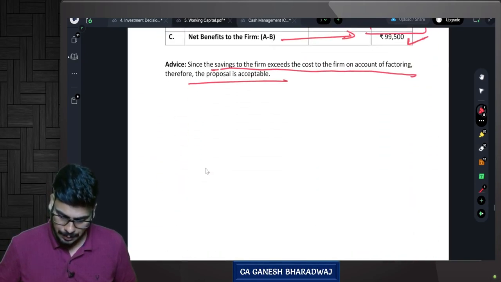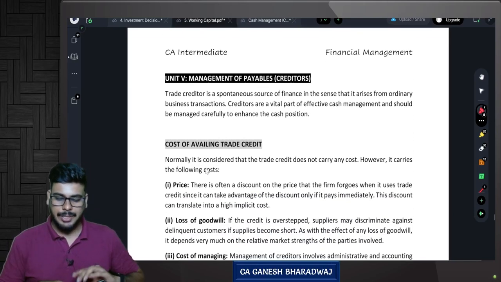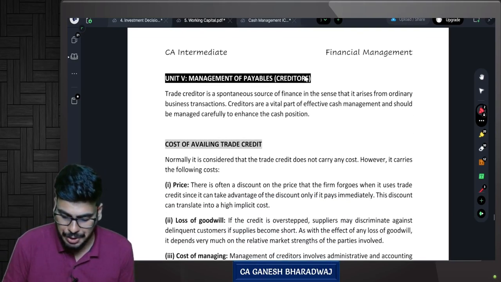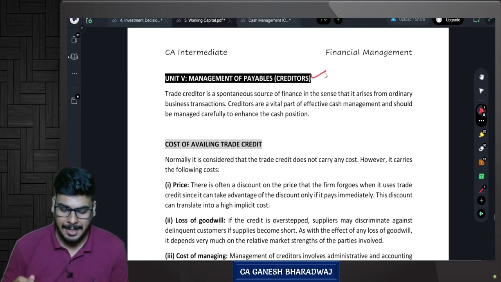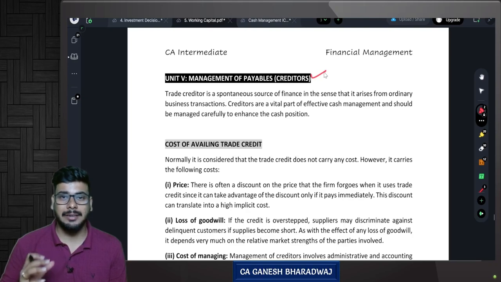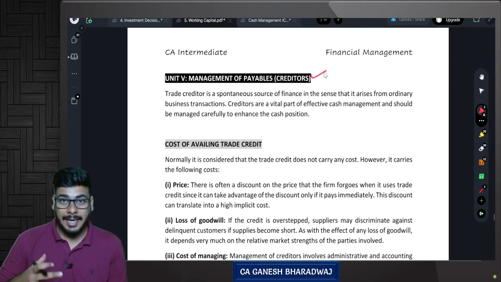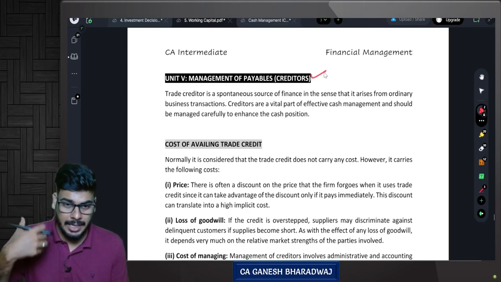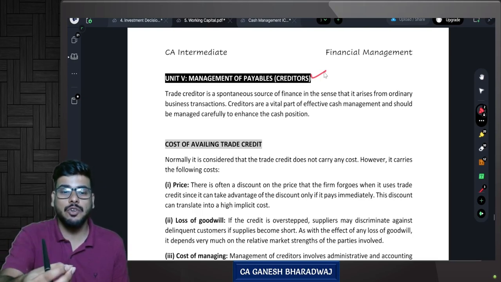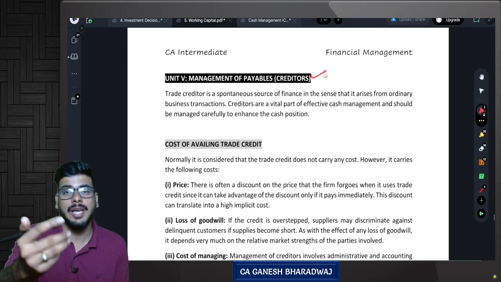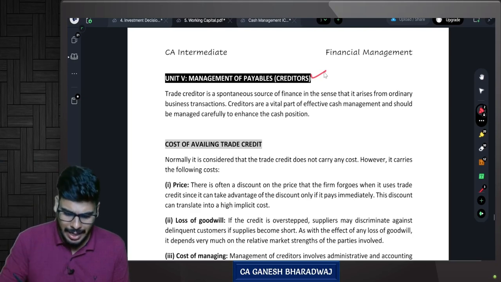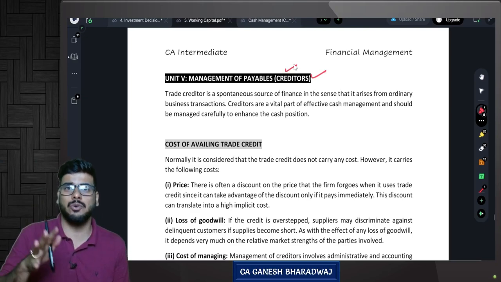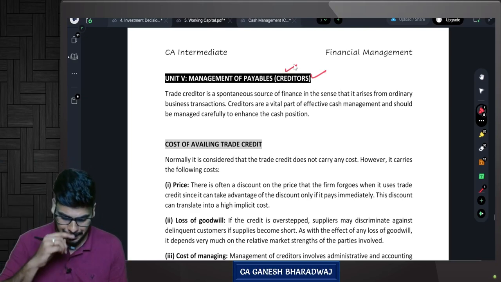Now, this is unit 5, which is management of payables, that is creditors. Now you tell me, the creditors of a company technically fund you, but not by giving you money; they fund in kind. That is, they sell the products today and are ready to accept the payment at a later date. Correct? So indirectly, this is also a source of working capital finance.